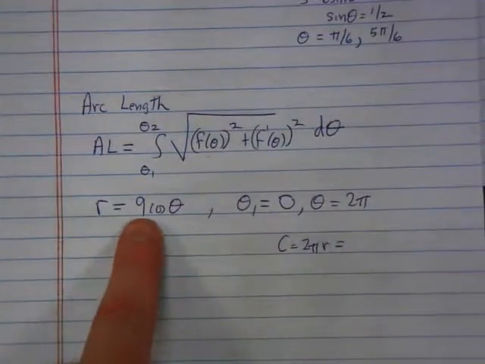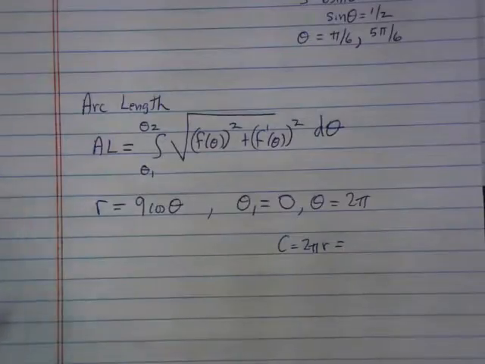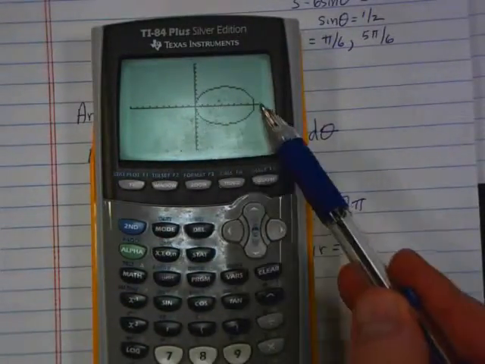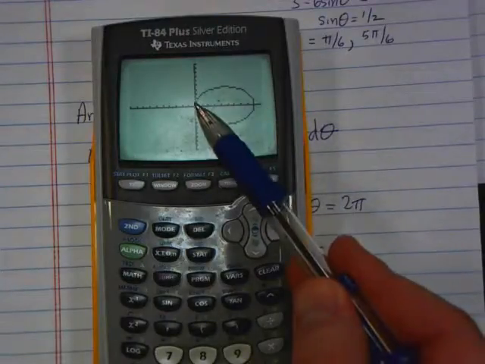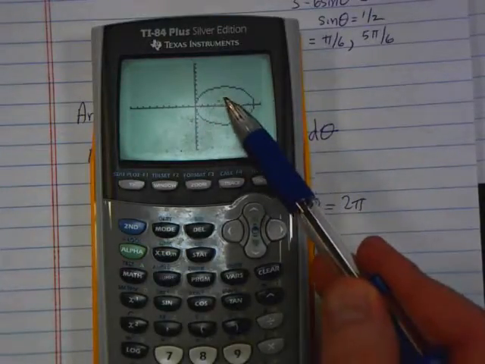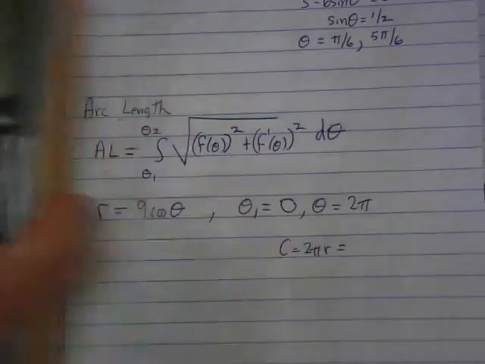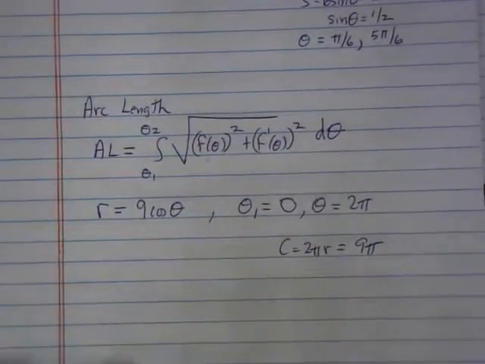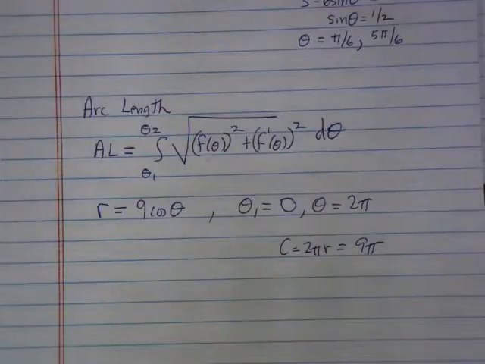So we should get circumference is 2 pi r. What's the radius of the circle? Not 3. Not 9. What's the diameter of that circle? The diameter is 9, so the radius is 4.5. So we should get 9 pi. We got 9 pi a lot today, didn't we? Happy coincidence. Not planned at all.